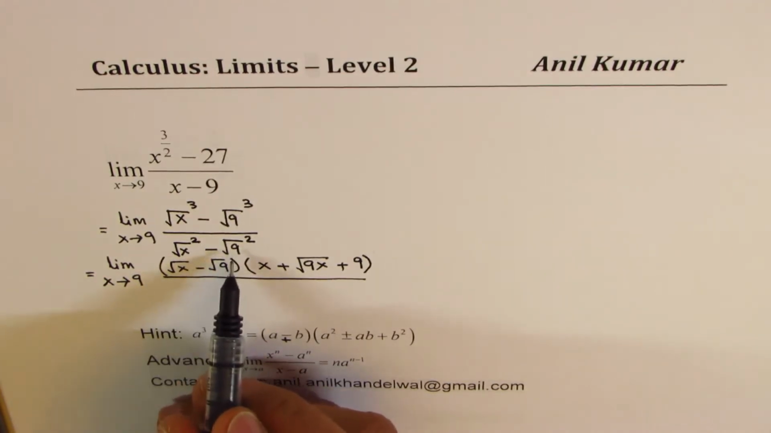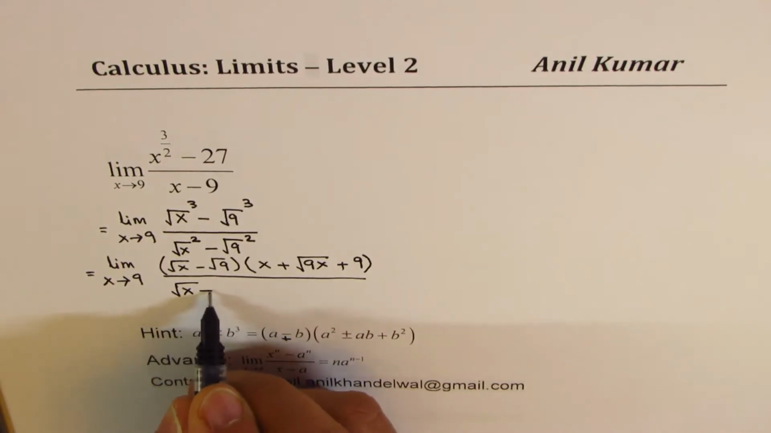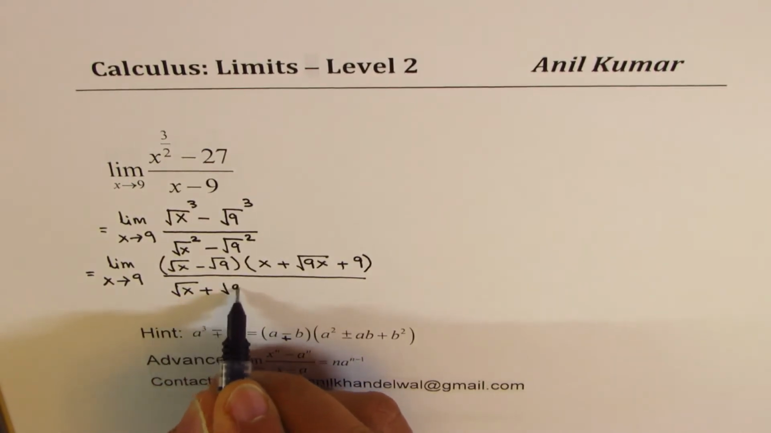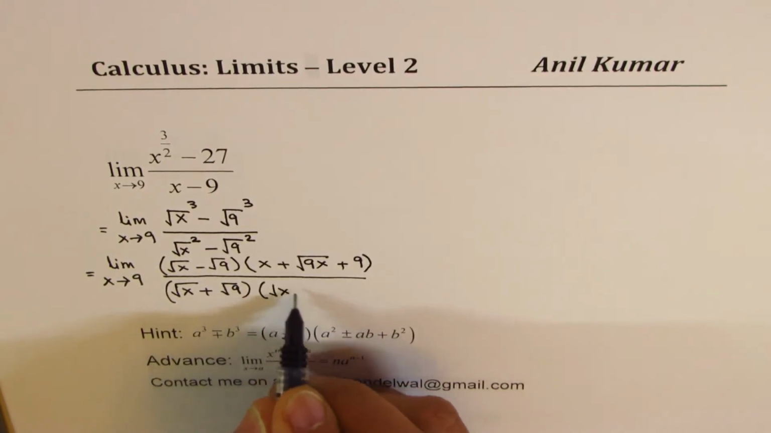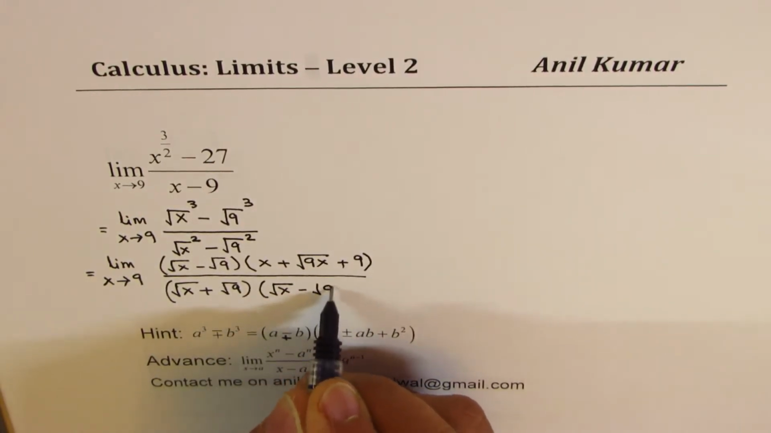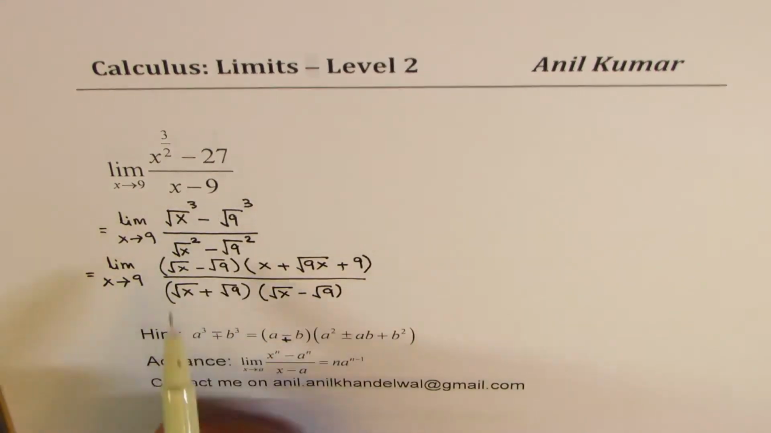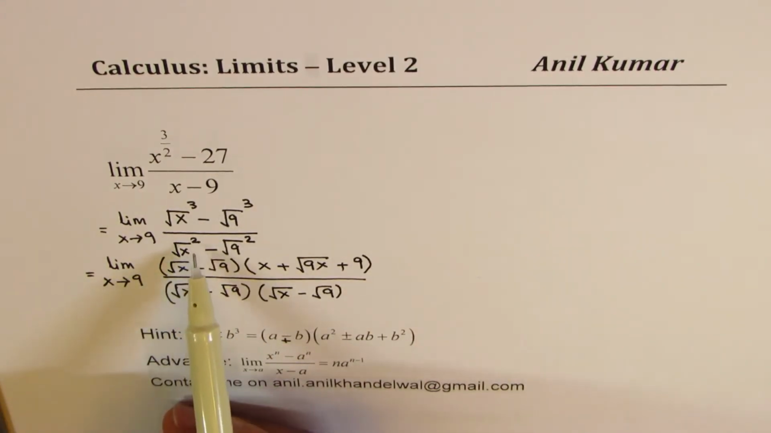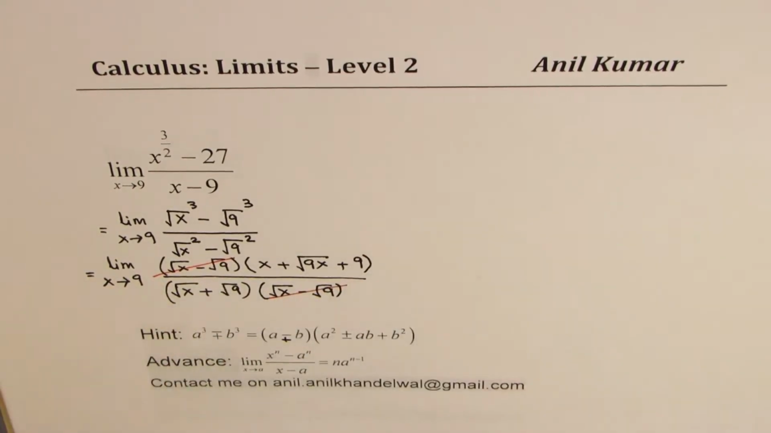So this is a difference of squares, which I could write as the product of sum and difference, right? Product of sum and difference. Do you see that? Now I hope you appreciate why we wrote everything as square root and then square, right? You see a factor which can be cancelled.